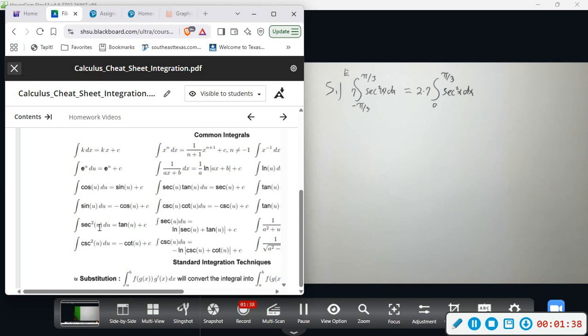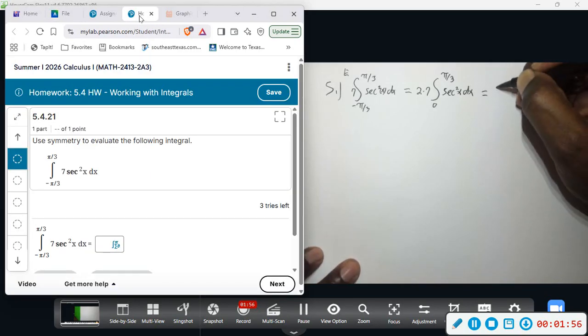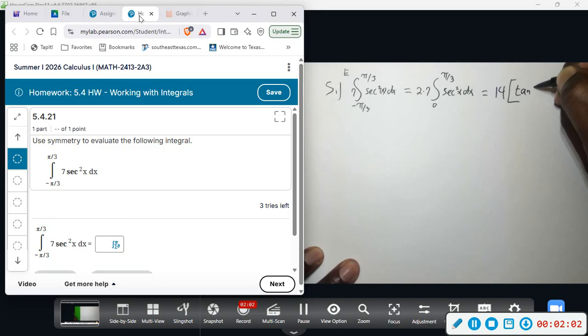Secant squared u, or x, it doesn't matter what variable they use, is equal to tan u plus c. Remember, we hadn't been writing the plus c. It cancels out whenever we're plugging in our limit. So tan u is going to be our integral. So this is 14 times tan of x evaluated from 0 to pi over 3.